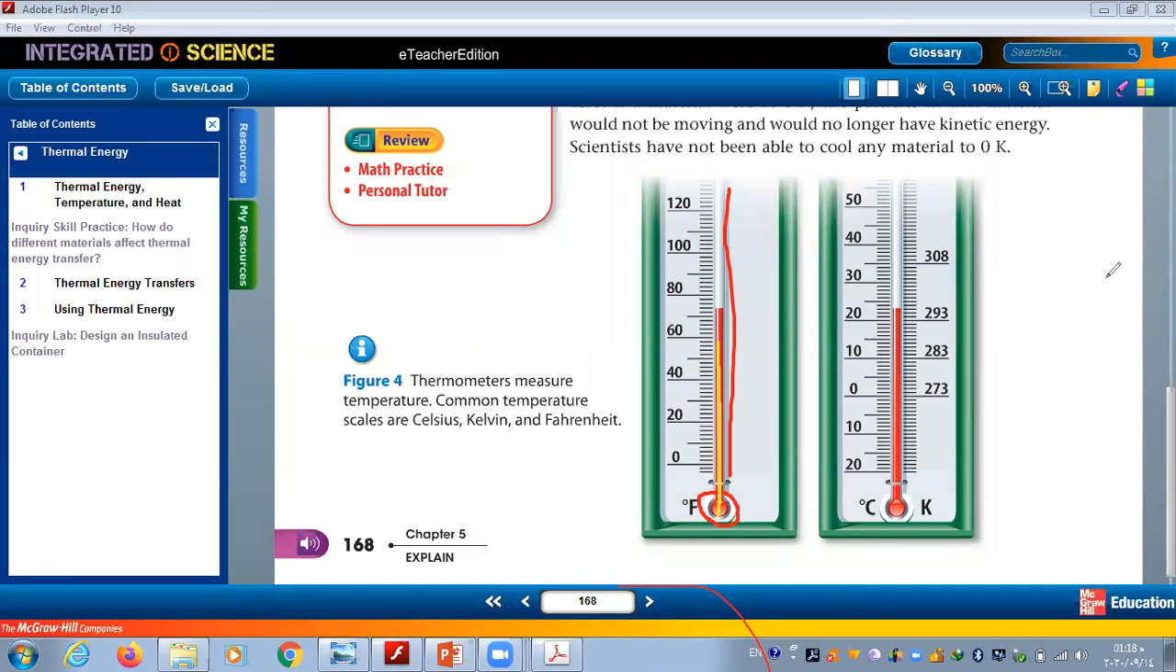Yes, say it. It's like a tube that has mercury inside it, and when the temperature around the mercury increases, it expands. And when the temperature decreases, it contracts. Yes. Okay. When the temperature increases, the mercury or the alcohol expands. When the temperature decreases, the alcohol contracts. Very easy. Okay.